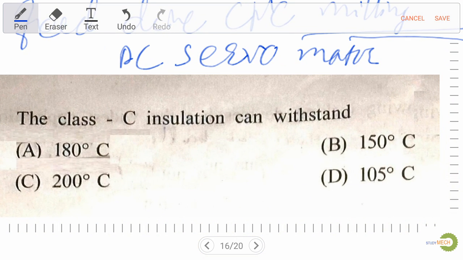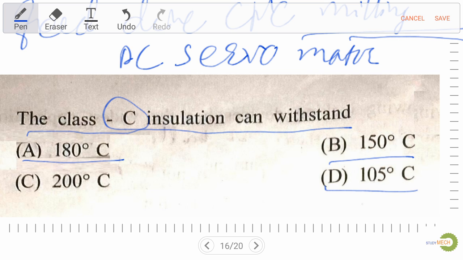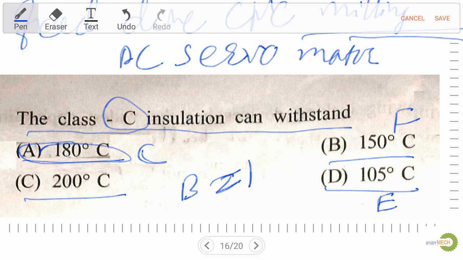Now next question: the class C insulation can withstand option A, 180 degrees Celsius; B, 150; D, 105; and C, 200. So our right answer is option A, 180 degrees Celsius for C type insulation, and 150 is for F type insulation, and 105 is for E type insulation, and for B it is 130 degrees Celsius type insulation.